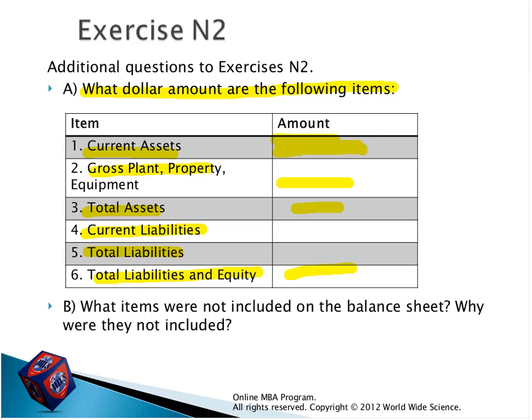And another additional question for the balance sheet: you have to explain what kind of items were not included on the balance sheet. If you have this question, that means in the red table you have some items which won't be included in the balance sheet, and you have to show and explain what kind of items are not included and why they are not included.